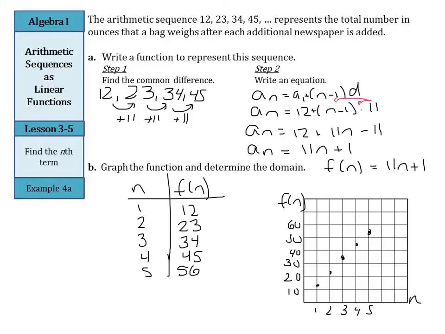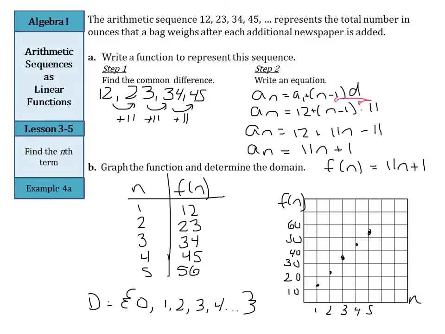So there's our graph, and our domain can be our x values. And our domain here, we're going to say we could have 0 newspapers, or 0, 1, 2, 3, 4, and so on. It just keeps going on forever.